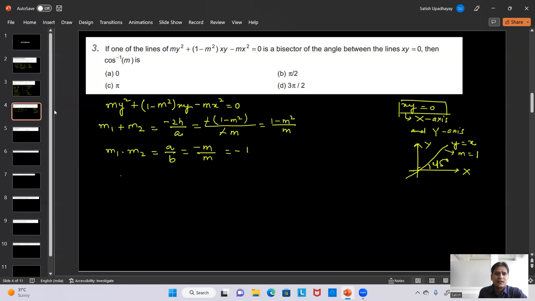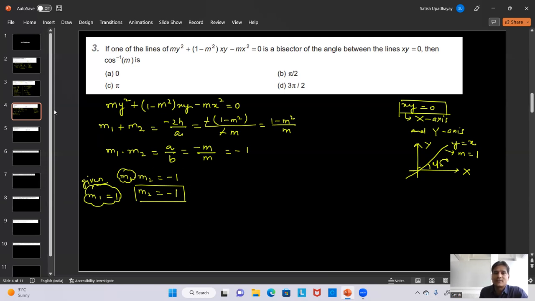If you see, m1 into m2 is coming out to be minus 1. And one more piece of information is given here: one of the lines is a bisector of the angle between the lines. So one of the slopes will be 1. So we can say our m1 will be 1 and m2 will be minus 1. This is given in the question. So from here, we get the value of m2 as minus 1.